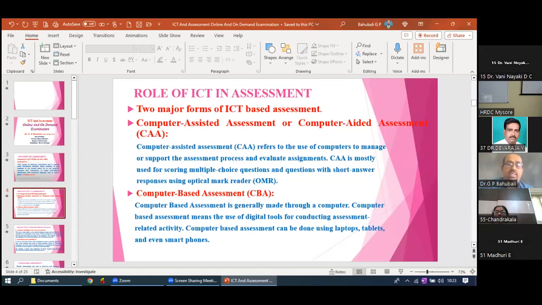Okay, remaining things. And the second one is called computer-based assessment. Computer-based assessment. What is that?